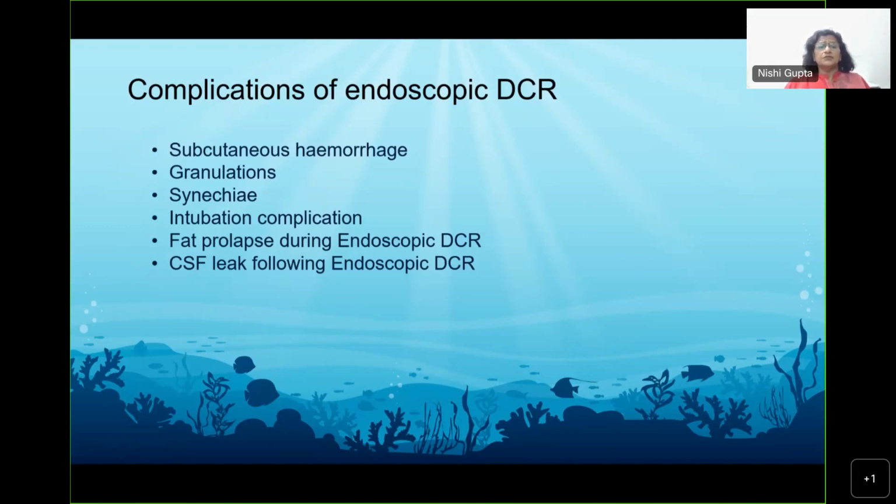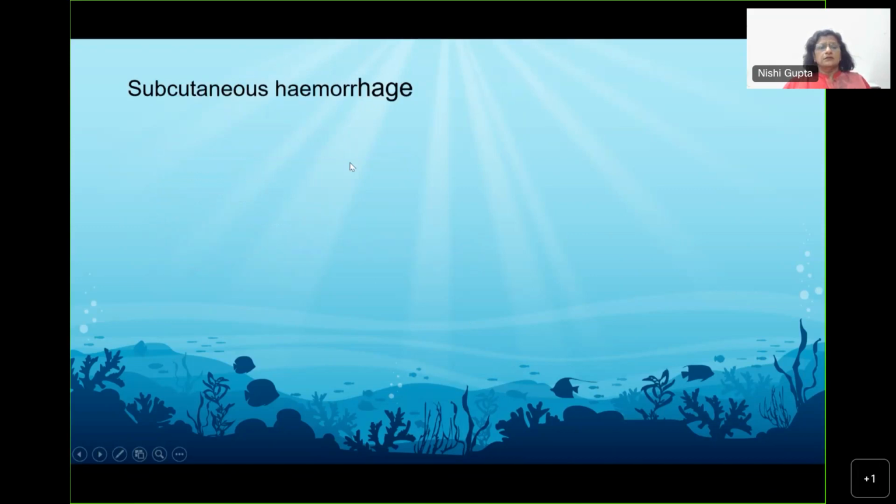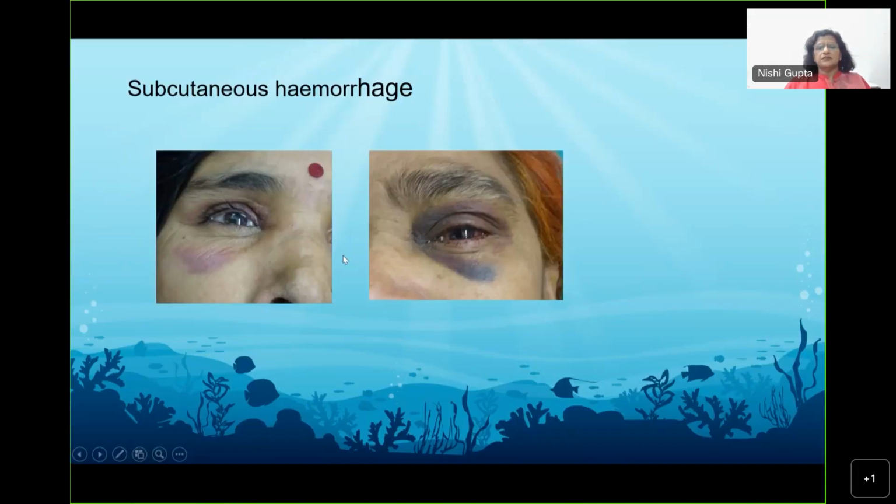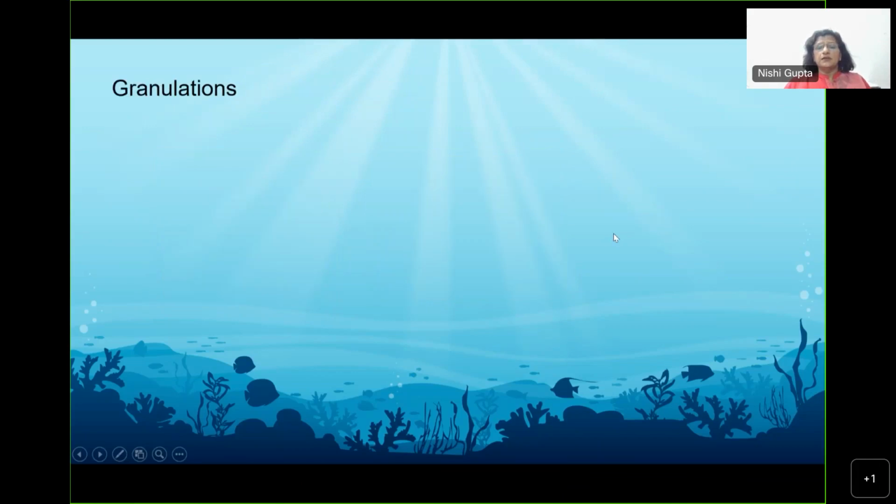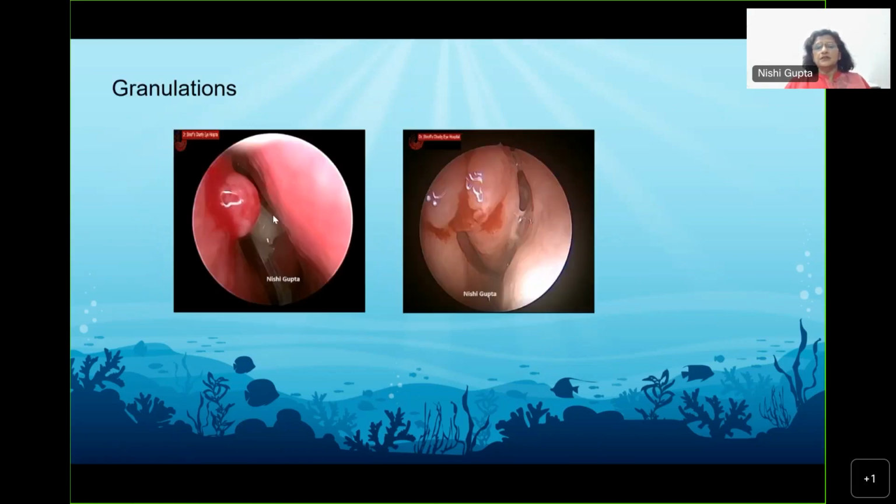Now coming to the complications of endoscopic DCR, there can be subcutaneous hemorrhage. Like we see in these cases, this means the periorbita has been breached somewhere, and this patient even has redness of the eye. There could be granulations, very common, and that is why check endoscopy is repeatedly recommended, and that is how stenting also helps.